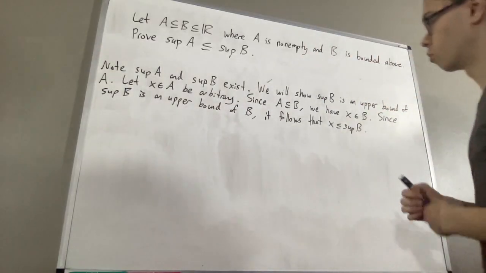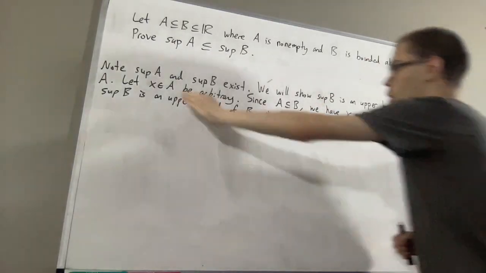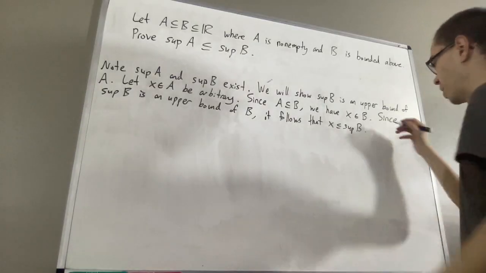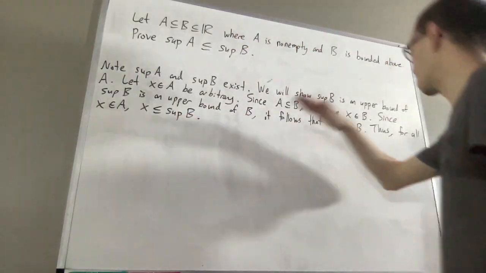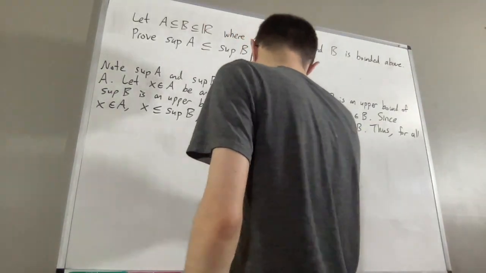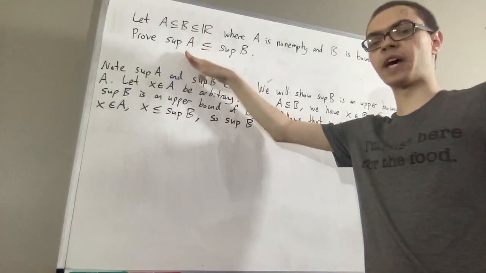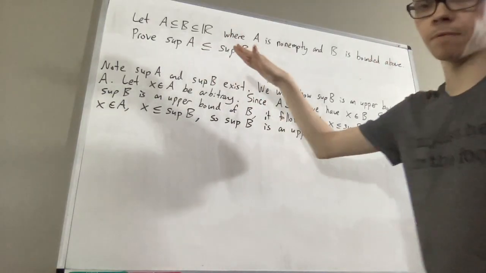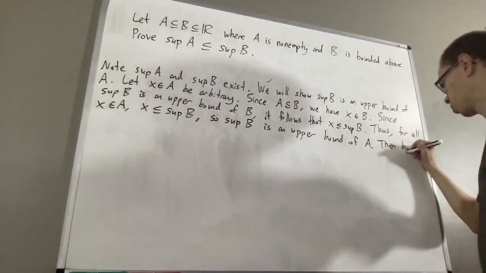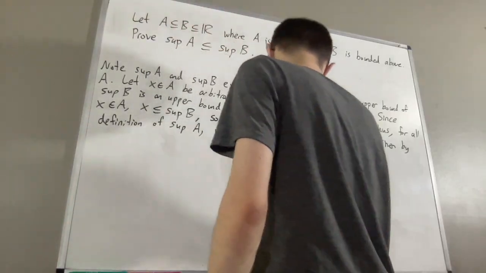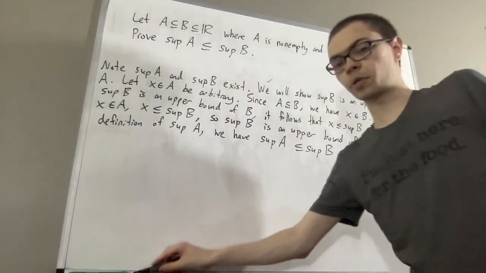So putting this all together, if x is any element of A, then x is less than or equal to the supremum of B. So we've shown for all x in A, x is less than or equal to the supremum of B. That shows the supremum of B is an upper bound of A. And so now, by definition of the supremum of A, the supremum of A is less than or equal to every upper bound of A. So in particular, the supremum of A must be less than or equal to the supremum of B. And so we're done. That's exactly what we wanted to prove. So that's it for this example problem.